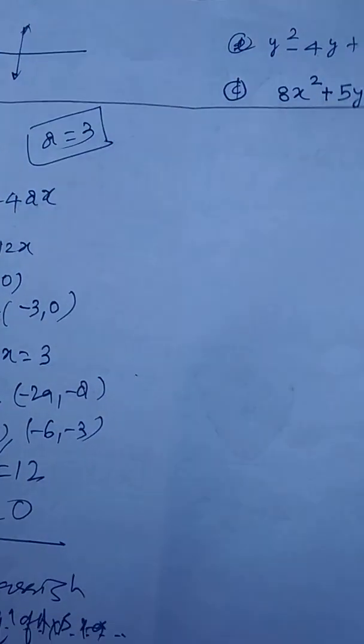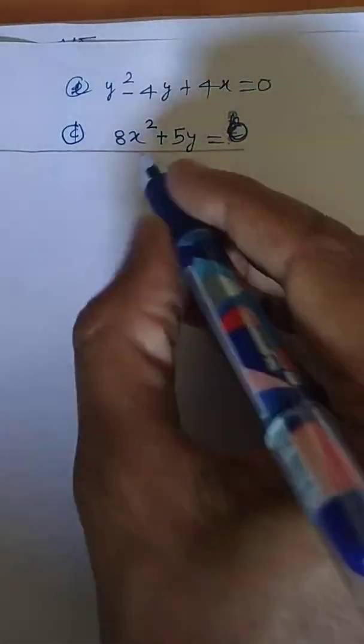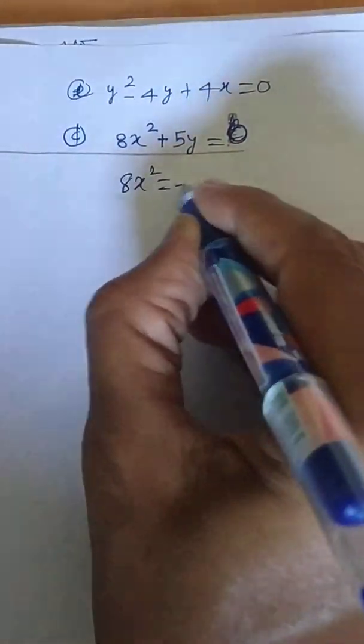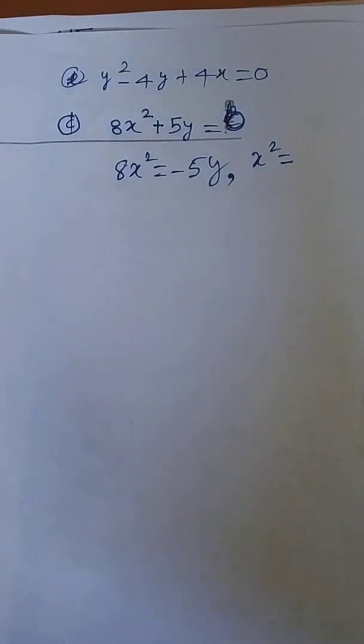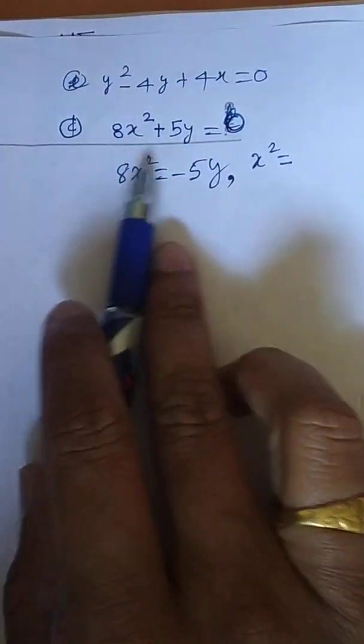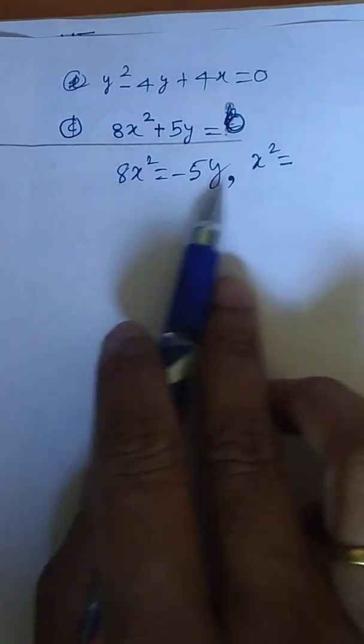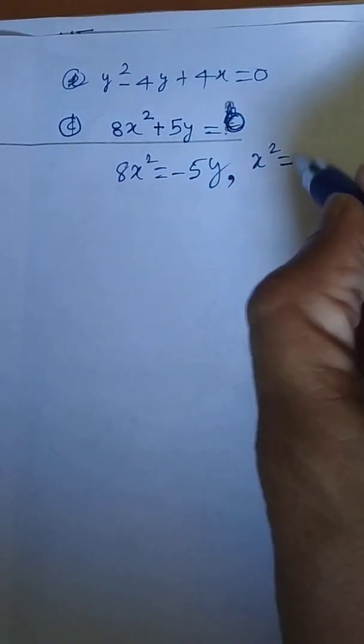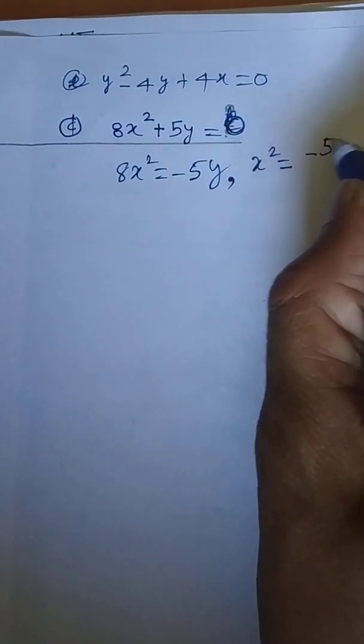Now two more questions we will do. Just quickly let us consider the first: 8x square is equal to minus 5y. So presently this equation is not in a standard form. So I should write like this. But again this is also not a standard form. Standard form is this pattern. Look here.